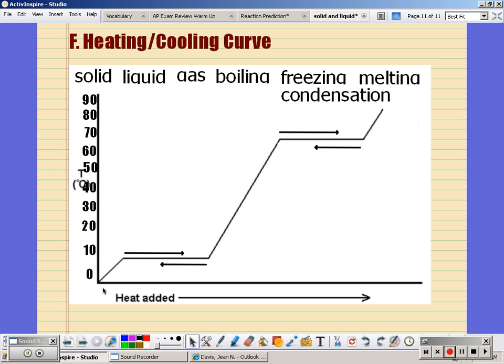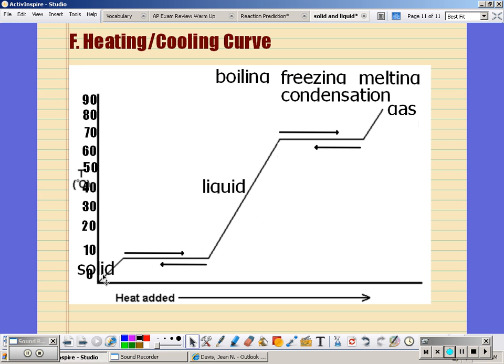There are 3 phases and there are 3 diagonals on this graph. So at the lower temperature would be our solid phase. The temperature in the middle would represent our liquid phase, and the temperature at the top would represent our gas phase.